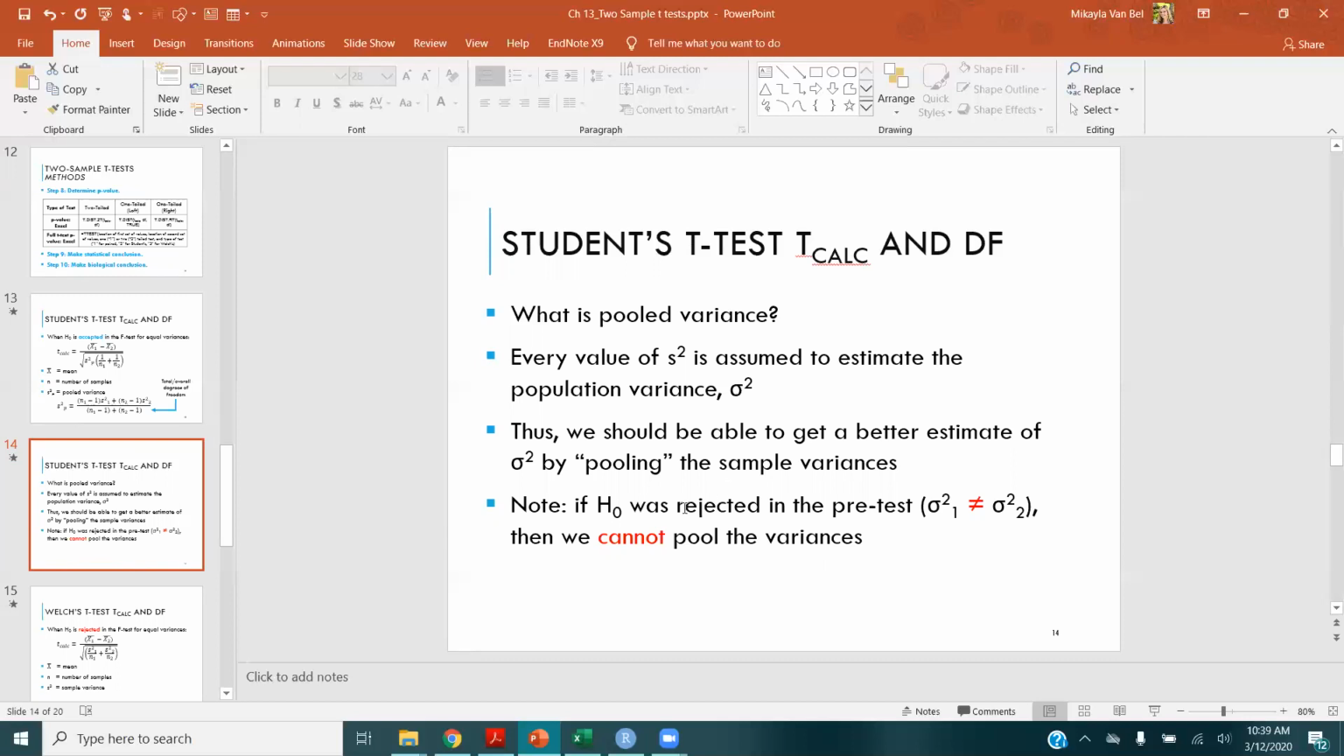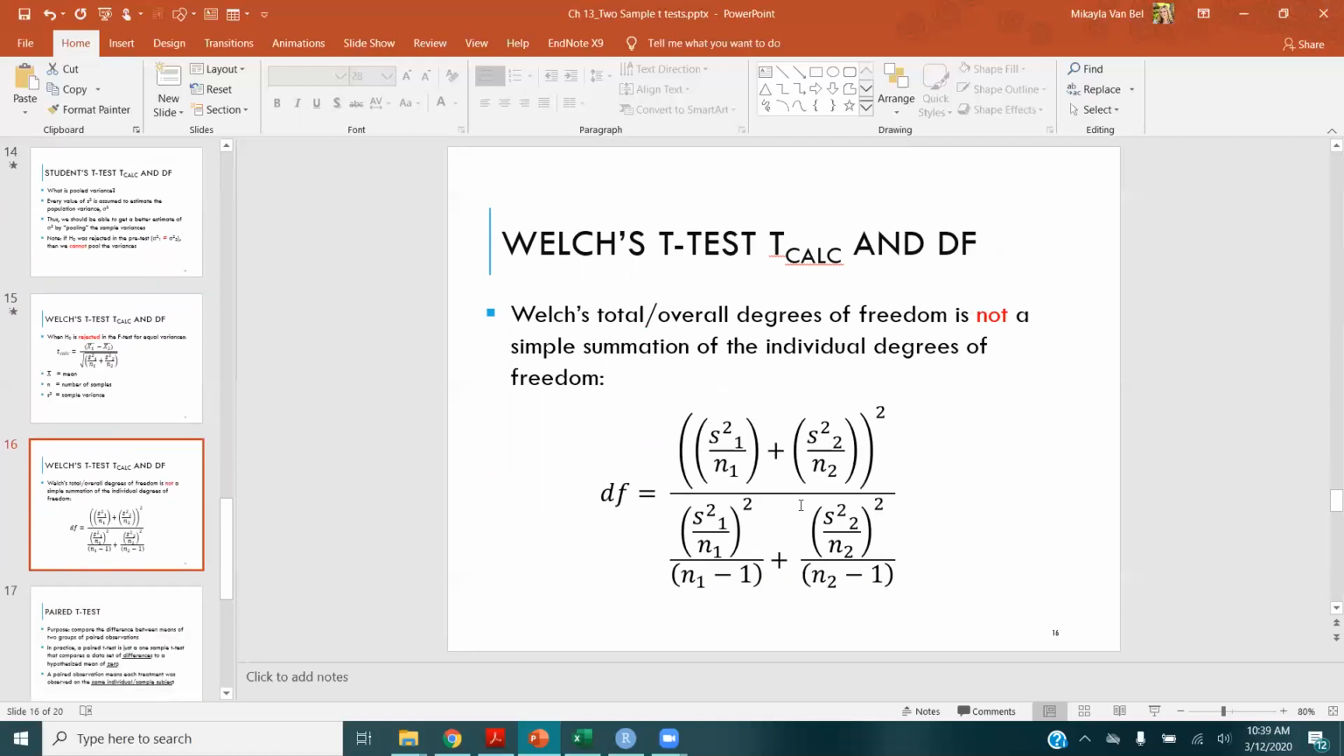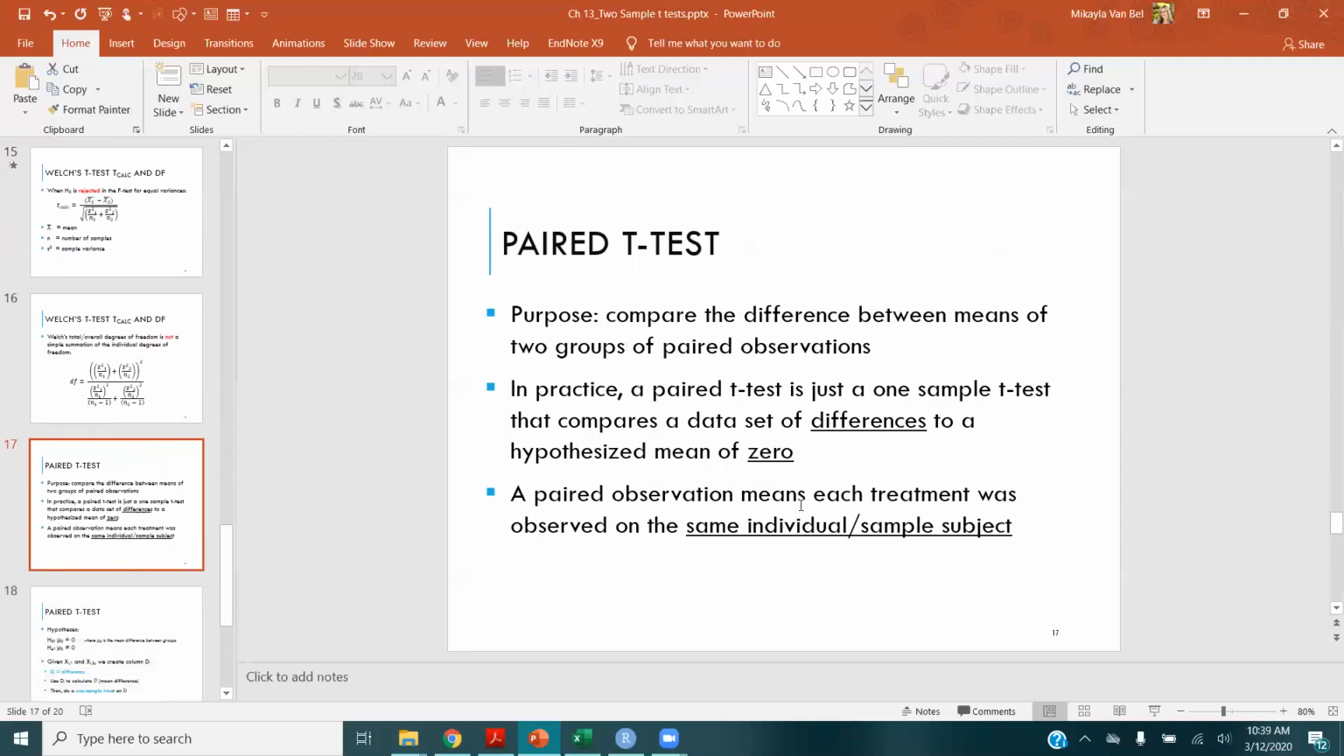However, if the variances are not equal, we cannot pool them, and that would lead us to a Welch's t-test, which has a slightly different formula for t-calc and a very different formula for the degrees of freedom. Again, you do not need to worry about this formula for lab. We'll next discuss the paired t-test.